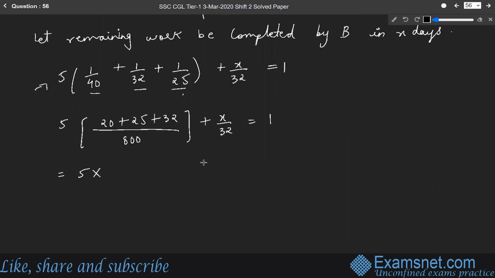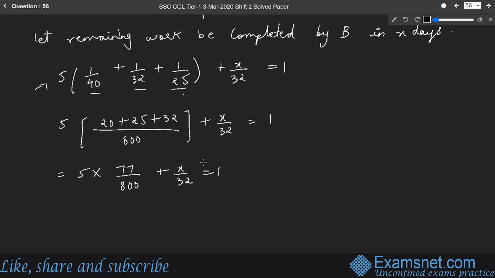Now we have to add these values. What are the values? 20 plus 25 plus 32. So it will be 77 divided by 800, plus X by 32 is equal to 1. Okay. I hope this step is clear to you. So we have 5 into 77 divided by 800 plus X by 32 is equal to 1.